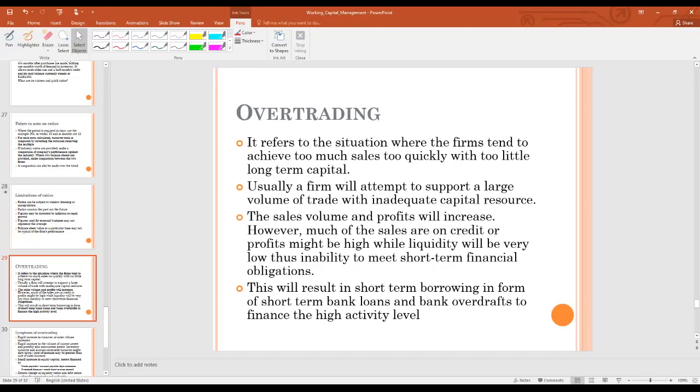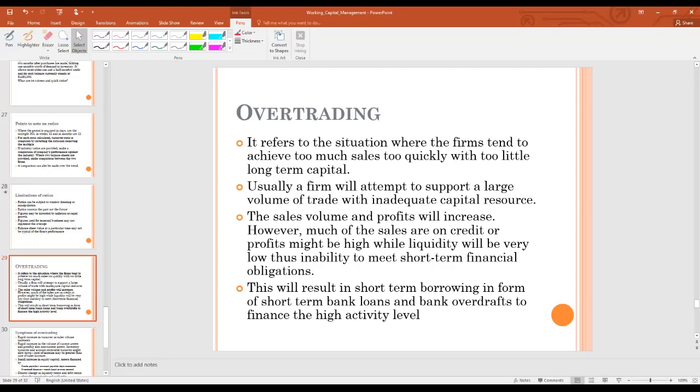That should not happen. If you're going to buy a motor vehicle that is going to have a life of 10 years, there's no way you can finance it using a 2-month loan. You have to match. It's called the matching policy. You have to match the two of them. If the need is for 10 years, then match it with a 10-year finance source.